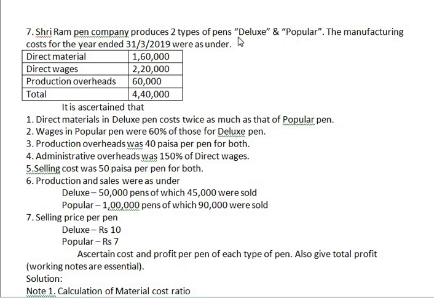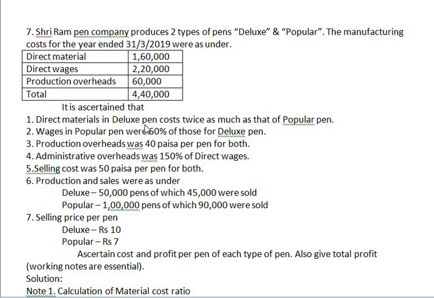A company is manufacturing two types of pens, deluxe as well as popular. Here is the information, some expenses they have given. Direct material 1,60,000 means the combined expense for deluxe as well as popular is given in the problem. Like the previous problem, we will have to find out the ratio for this also. We can find out two ratios, for direct material as well as for direct wages. Now this is the information on how that ratio has to be calculated.